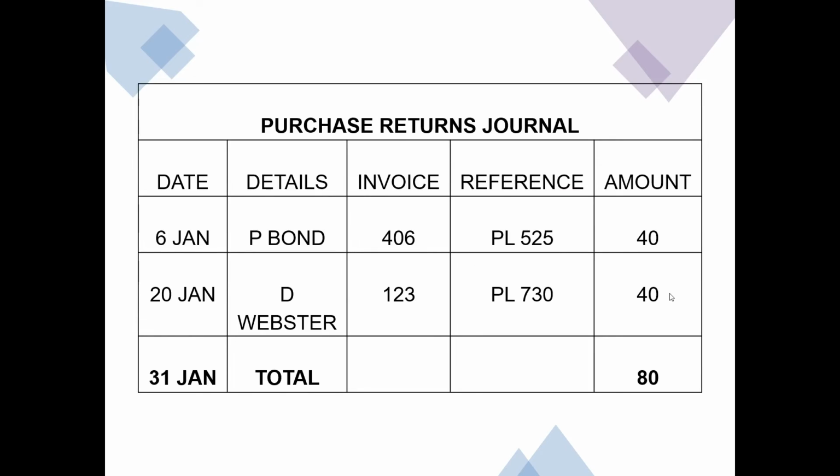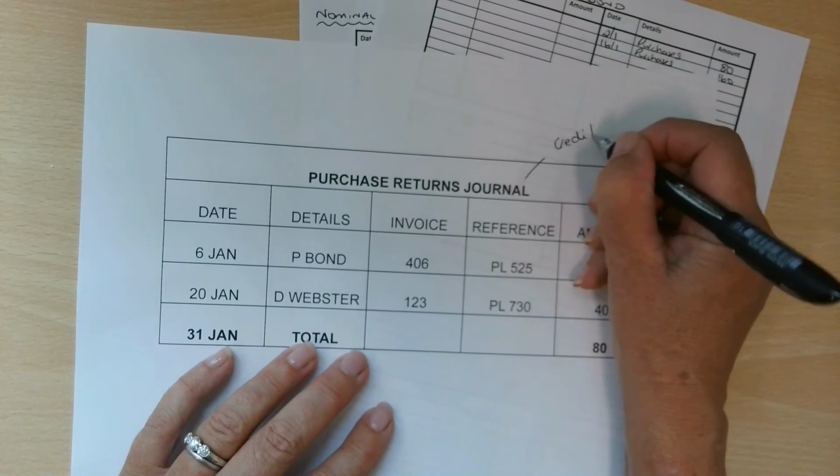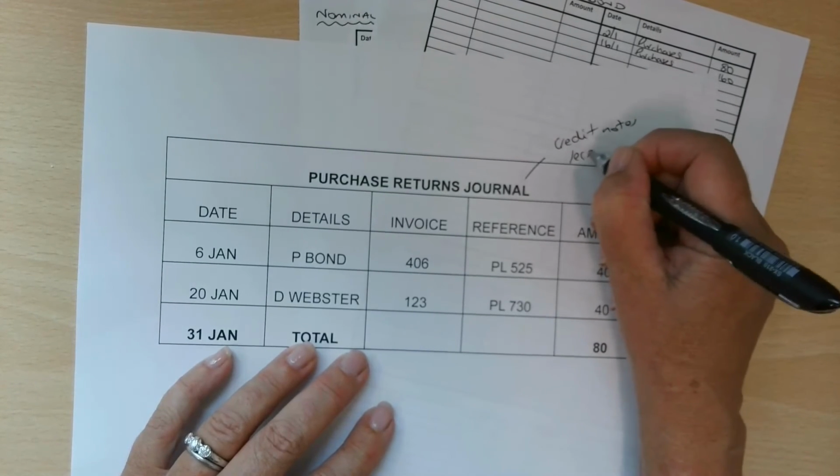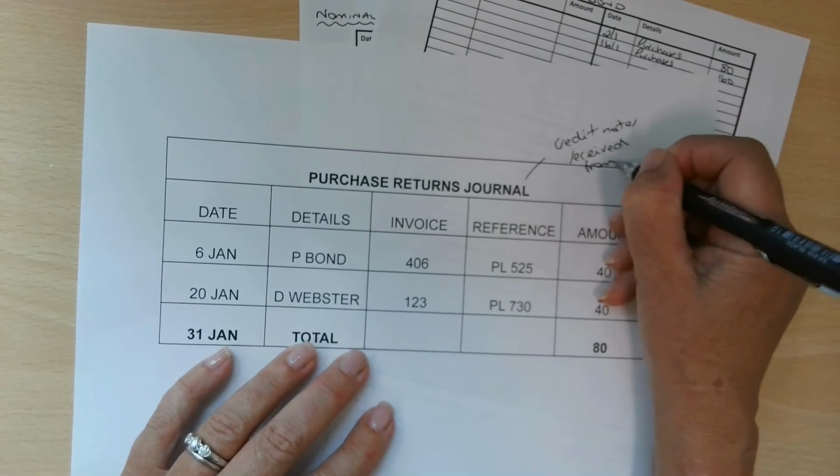So we've got an example here of a purchase returns journal. Again, we've got the date, we've got the supplier name, we've got it should say credit note rather than invoice up there, apologies for that, and then a reference number within the purchase ledger. So this total of £80 is going to be credited to the purchase returns account within the nominal ledger, the general ledger, and we're going to debit P Bond with £40 and debit D Webster with £40. So I'll show you how that's done now. These are credit notes that have been received from suppliers.